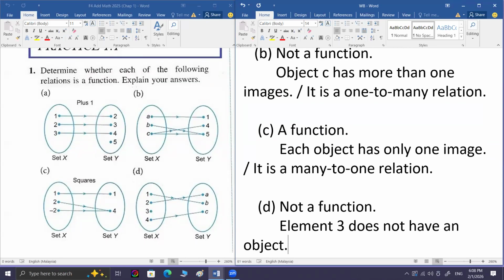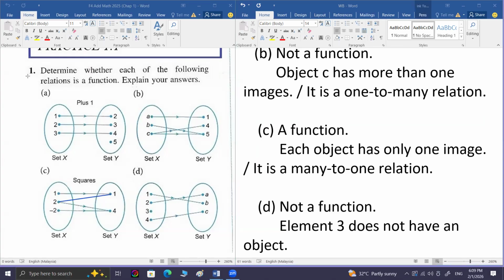Actually, one more that I didn't give in the question here is many to many. Many to many is also not a function. Why? Many to many means, for example, we have many to one, just now, right? Many to one, and including one to many.